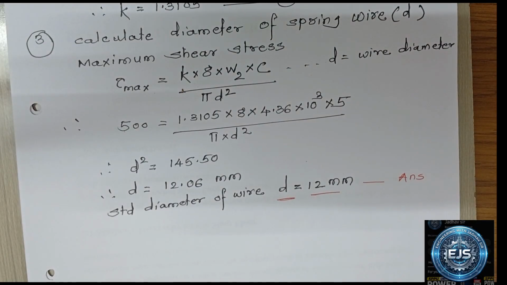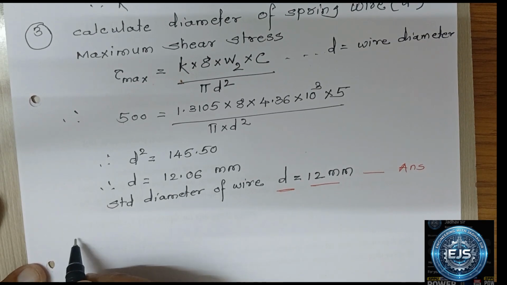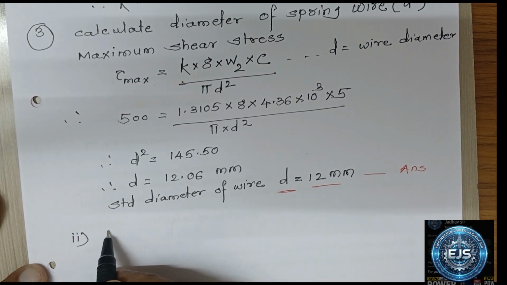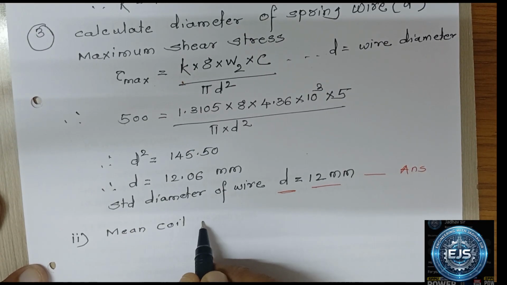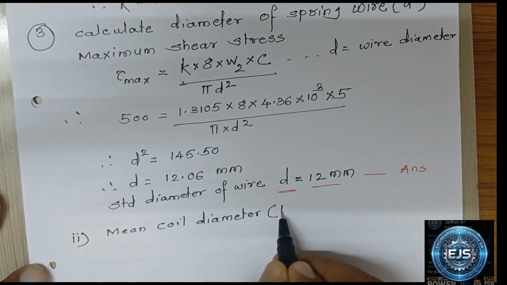Then we have to calculate other parameters. That is mean coil diameter. So second answer is mean coil diameter, that is capital D. Mean coil diameter of the spring wire.